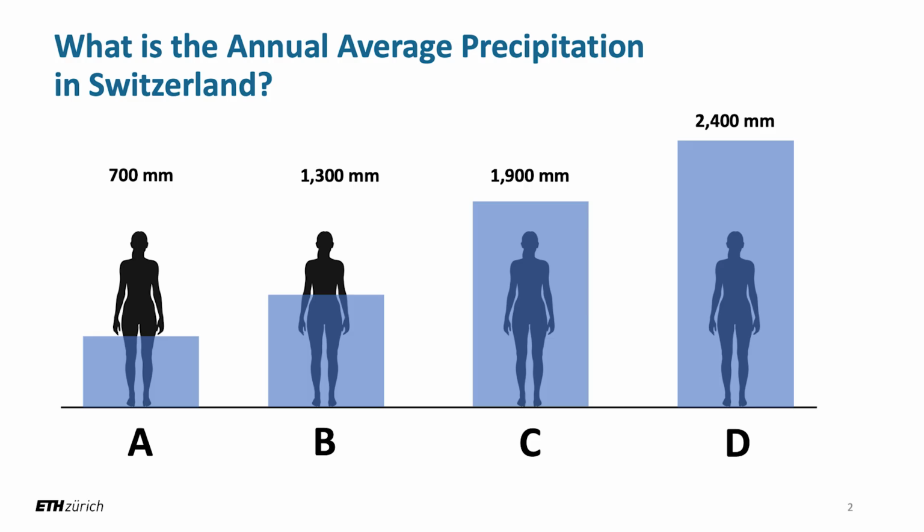So who thinks it's 700 millimeters, something like that? You can raise your hand. Not too many? 1.3 meters? Okay, quite a few. Who thinks 1.9? It's a little bit higher than I am, okay. 2.4? No, yeah, good job. It's actually B.